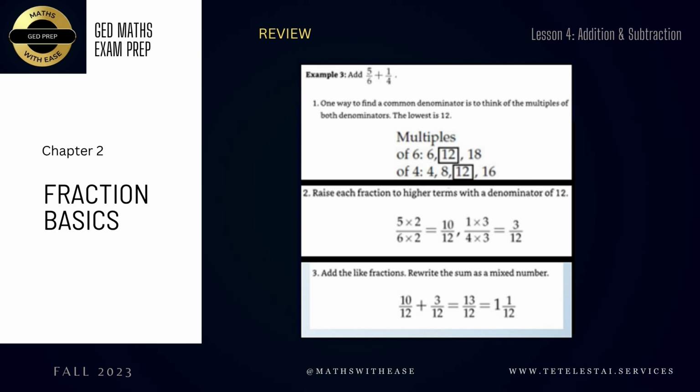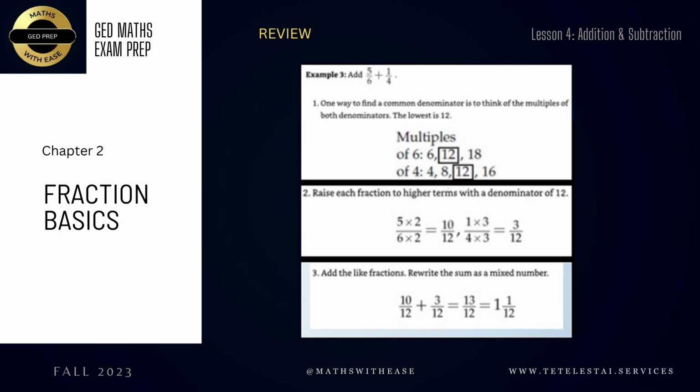And now you can add your fractions. So 10 over 12, which we got from multiplying 5 over 6 by 2. 5 times 2, 10, 6 times 2, 12. 10 over 12 plus 3 over 12, which we got by multiplying 1 times 3 equals 3, and 4 times 3, which equals 12. And now we can add because we have like fractions. So you write down your denominator, which is 12. Then 10 plus 3 is 13.